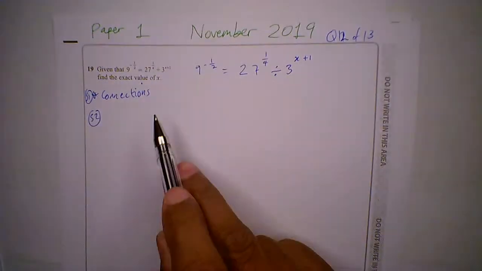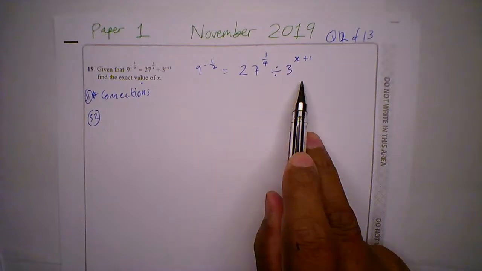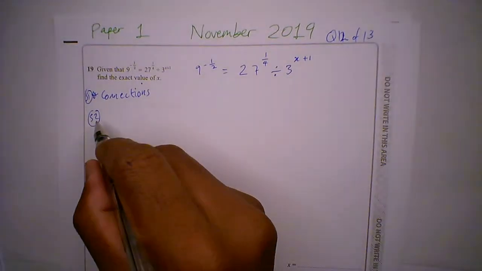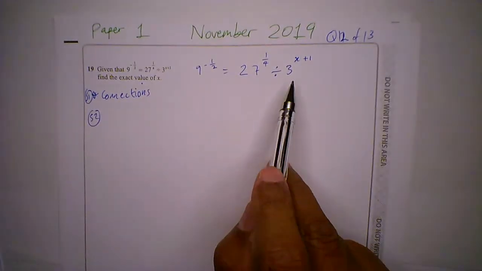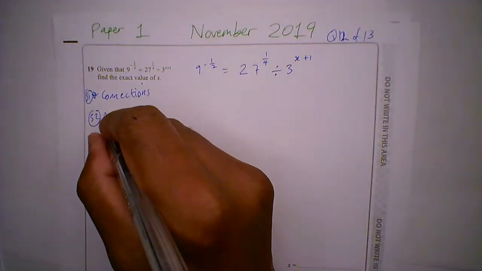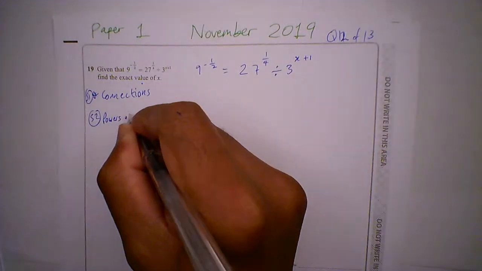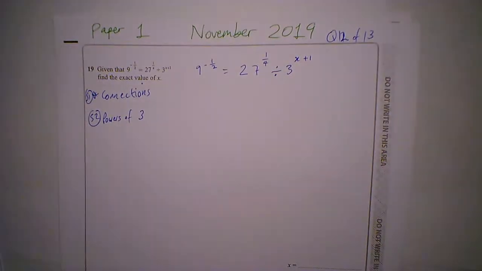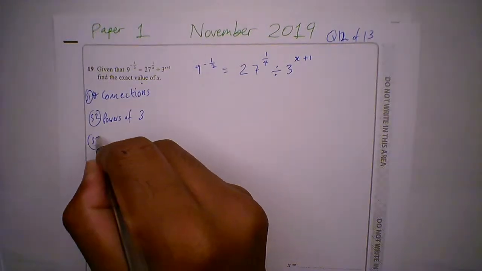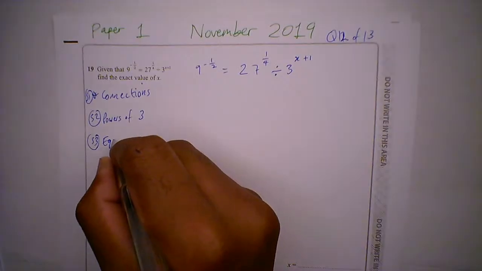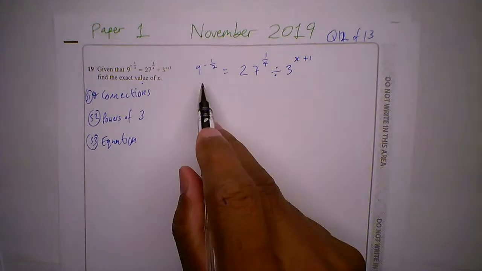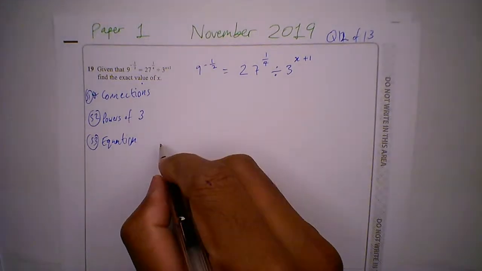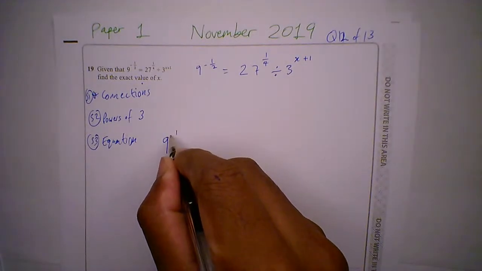My step 2 is I'm going to be connecting 3 with each of these terms, writing them in terms of powers of 3. I'm connecting them, and then hopefully step 3 is an equation where I can find x. Okay, so now let's look at this. So we've got 9 to the power minus half.